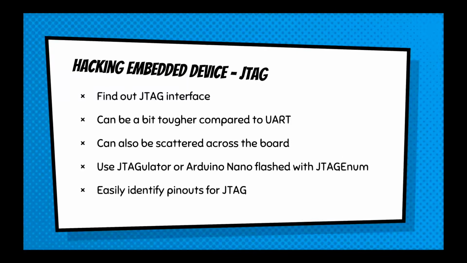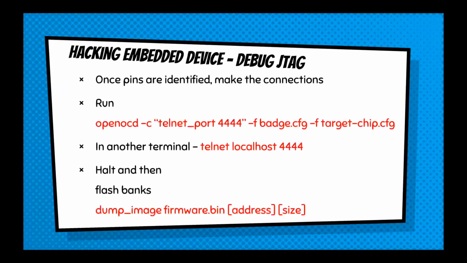All you need to do is simply connect wires to all the pins that you think are JTAG pins and simply run the JTAGulator utility. And you don't have to do anything more, right? And it will tell you what the individual pins are, right? And once you have identified JTAG, then you just have to run these two commands.